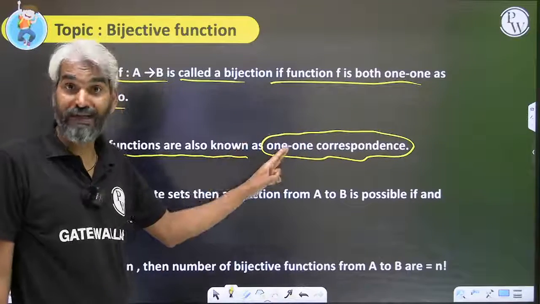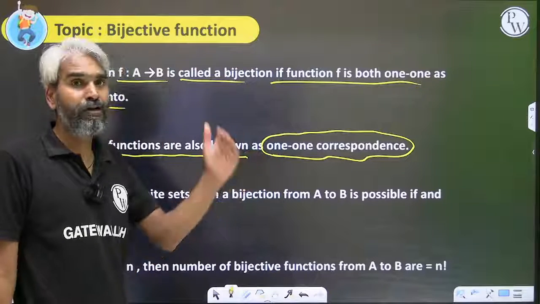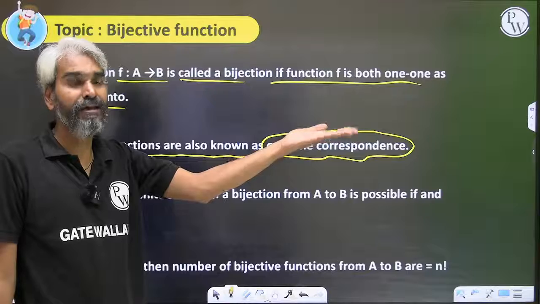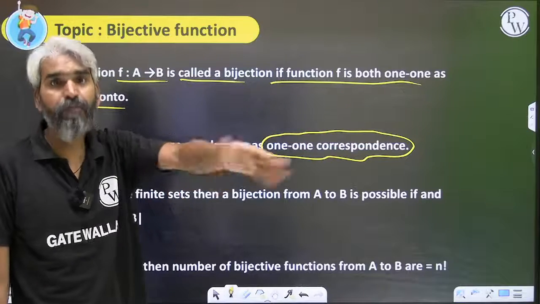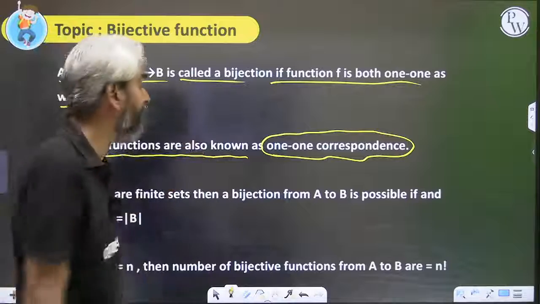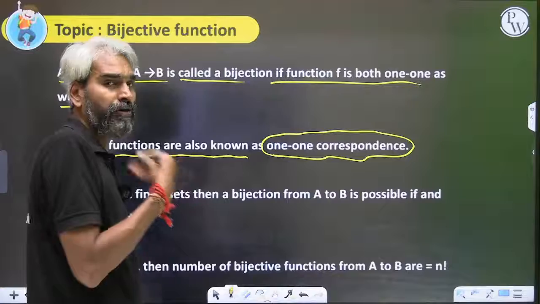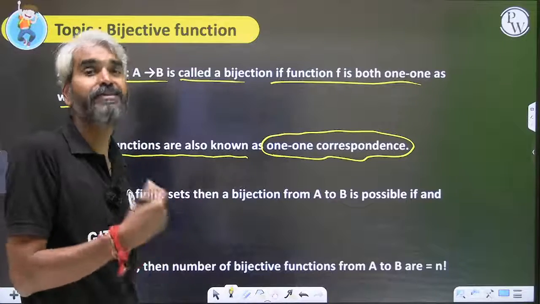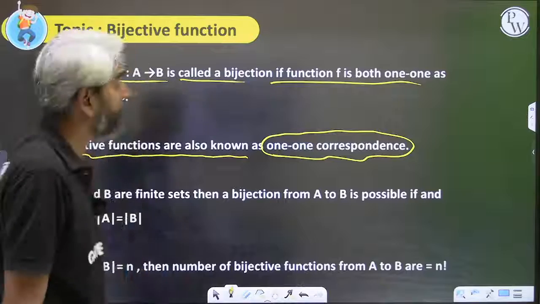One-one correspondence and one-one function are two different things. One-one correspondence means every element of set A will have one image in set B, and every element of set B will have one pre-image in set A. So that's the idea: from A to B as well as from B to A, it is having one-one. So it is said to have one-to-one correspondence.